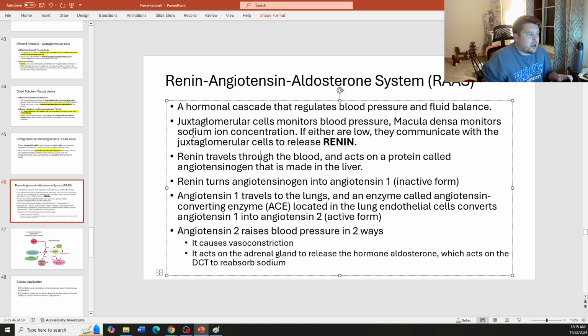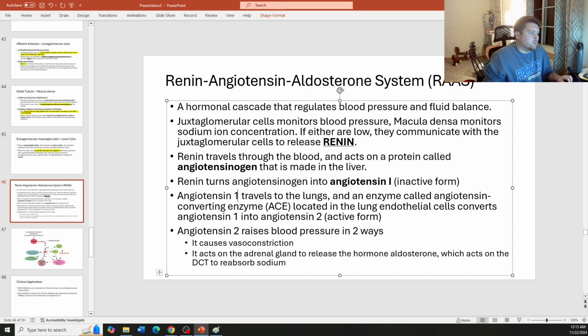Renin is an enzyme that travels through the blood, and it acts on a protein called angiotensinogen, which is made in the liver. So it goes into the blood, it travels to the liver. There will be some angiotensinogen in the blood itself, but mostly in the liver. And renin turns angiotensinogen into angiotensin 1. This is the inactive form still of angiotensin.